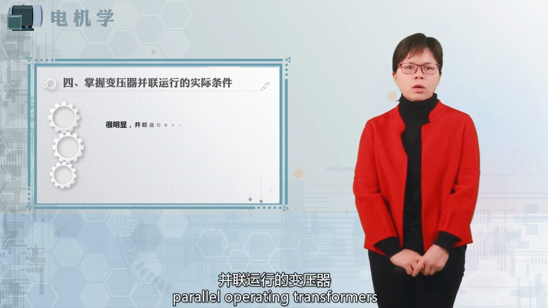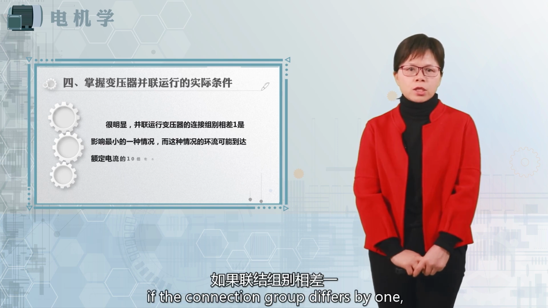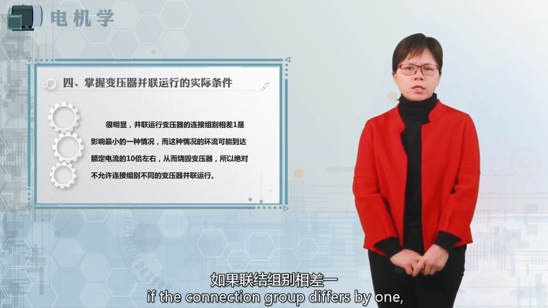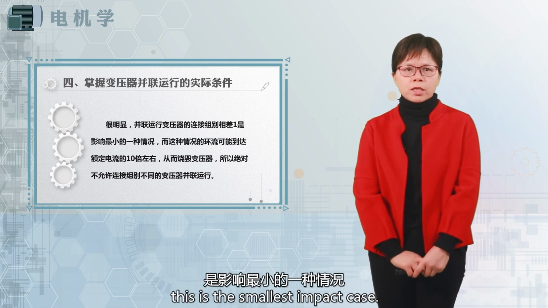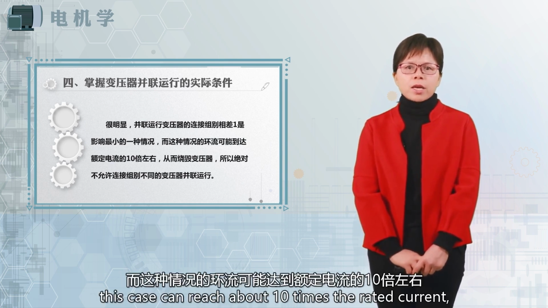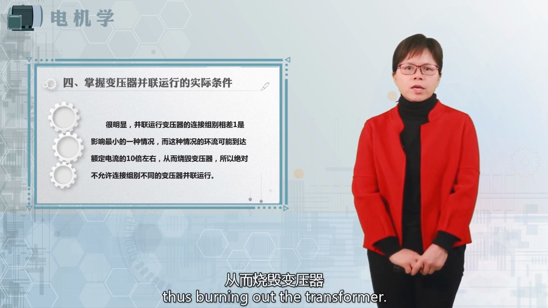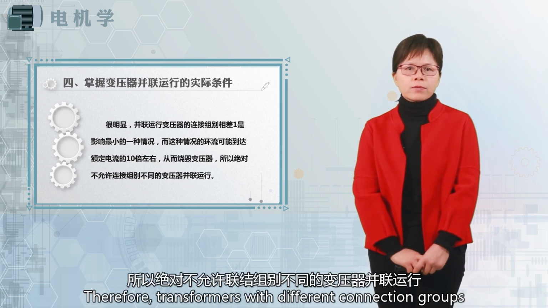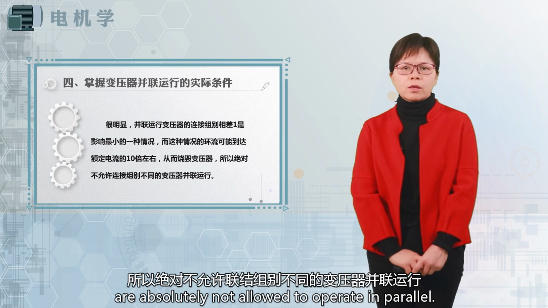Obviously, for parallel operating transformers, if the connection group differs by 1, this is the smallest impact case, and the circulating current in this case can reach about 10 times the rated current, thus burning out the transformer. Therefore, transformers with different connection groups are absolutely not allowed to operate in parallel.